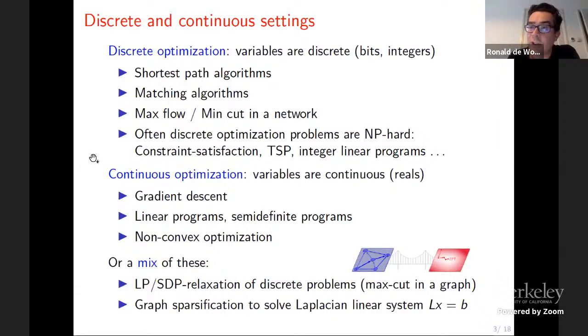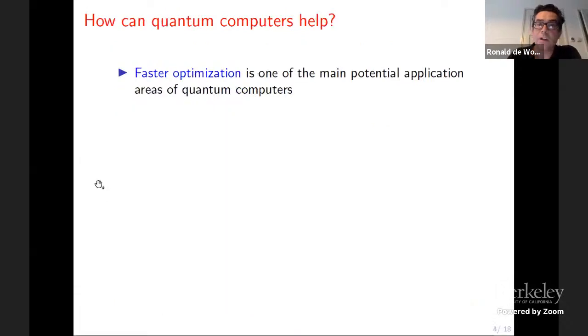Right, so this is just setting the stage of discrete and continuous optimization. And how can quantum computers help? That's of course the main purpose of this talk. So I want to claim here that faster optimization is one of the main potential application areas of quantum computers, right? And then of course you would ask, what are the other ones? Well, I think that the two other main application areas would be cryptography. In that case, I'm thinking both about breaking crypto schemes and making secure other crypto schemes. And of course, the most famous of all is simulation of quantum systems. And I think these three are probably the main application areas of quantum computers for the future.